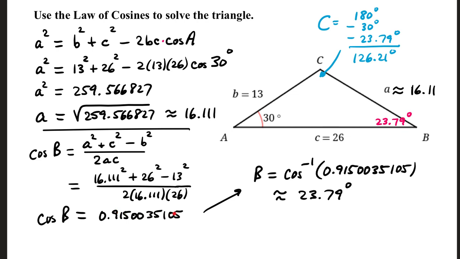Now I went ahead and wrote several values in here. Basically what you'd want to do is calculate this fraction, put it in your calculator, and when you hit enter, save all the decimals. Cosine inverse of your answer gives us 23.79 degrees. And then from mere subtraction, once you know two angles, subtract them from 180. That's an obtuse angle of 126.21.